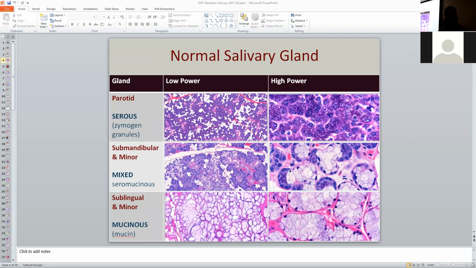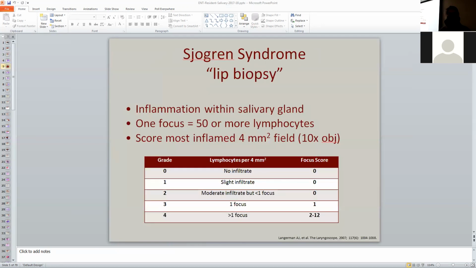Looking at the three major glands, the parotid is mostly these purple serous acinar cells that contain the zymogen granules that are the predigestive enzymes. The sublingual, as well as some of your minor glands like those on the palate, are entirely mucinous with this whitish material. And then the submandibular is mixed. So you have these demilunes of the serous and the rest are mucinous. Based on where you are, the functionality is different: mostly digestion, mostly lubrication, and a mixture of both.